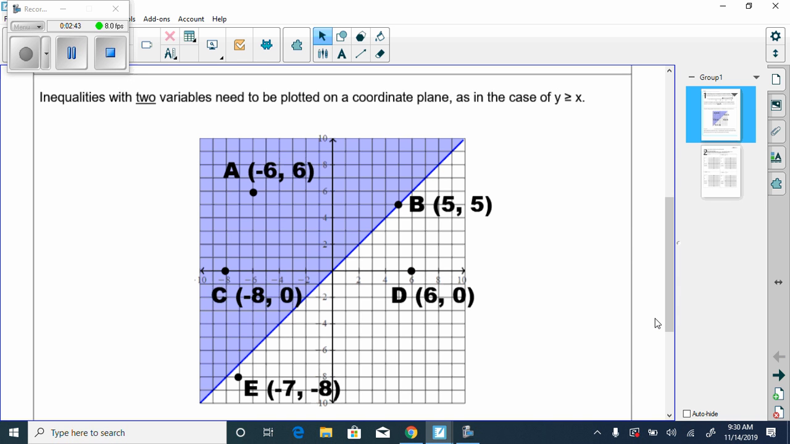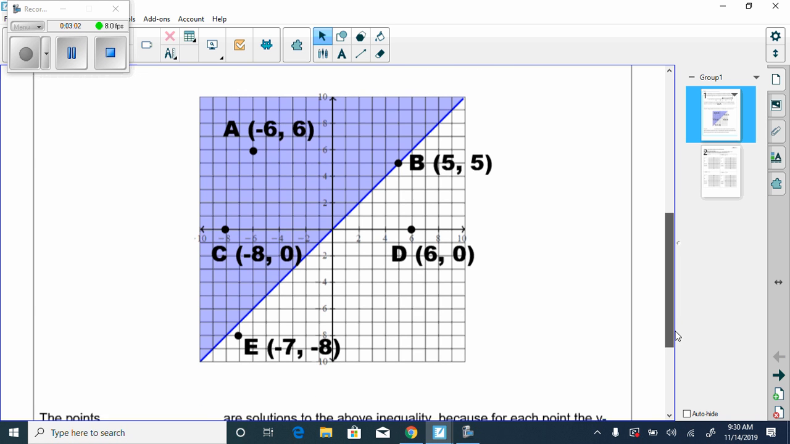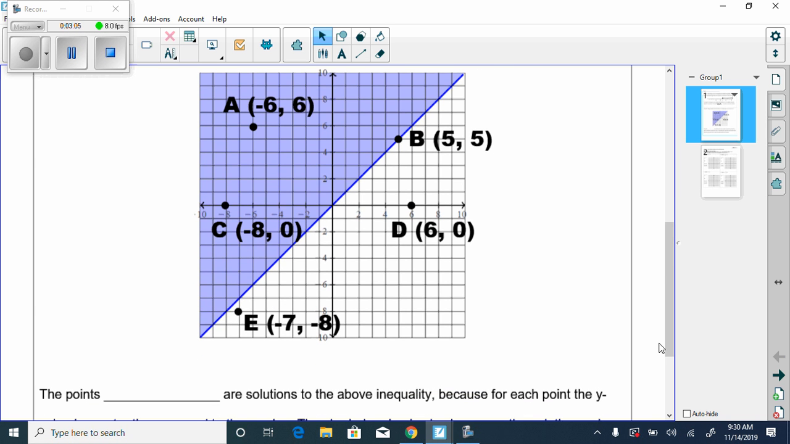Here it says inequalities with two variables need to be plotted on a coordinate plane, as in the case of y is greater than or equal to x. So if you have an equation, that always has a y and an x in it, right? So you have to put it on here. You can't just put it on the number line. So here they gave us this drawing. They drew this line for us right here, and they shaded everything above the line, right? You can tell that it's a little bit darker up there. So that must be our solution.